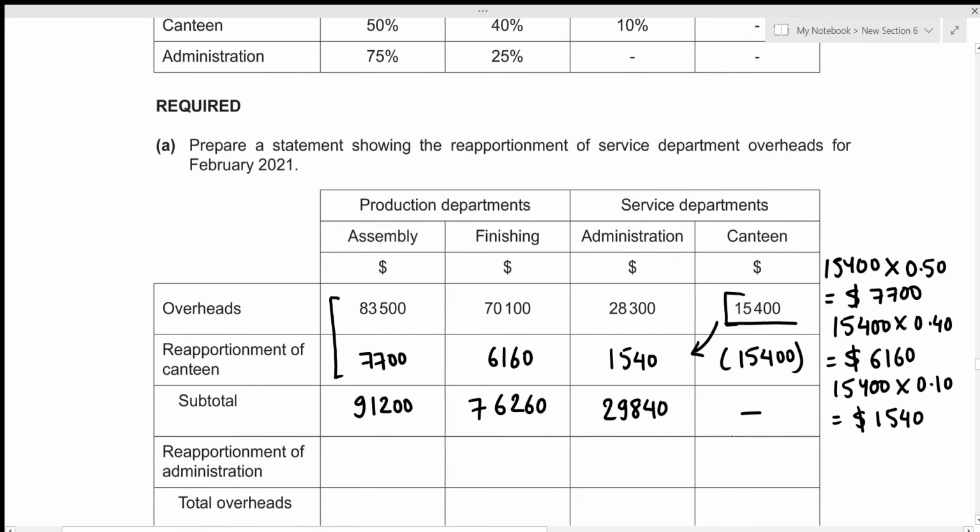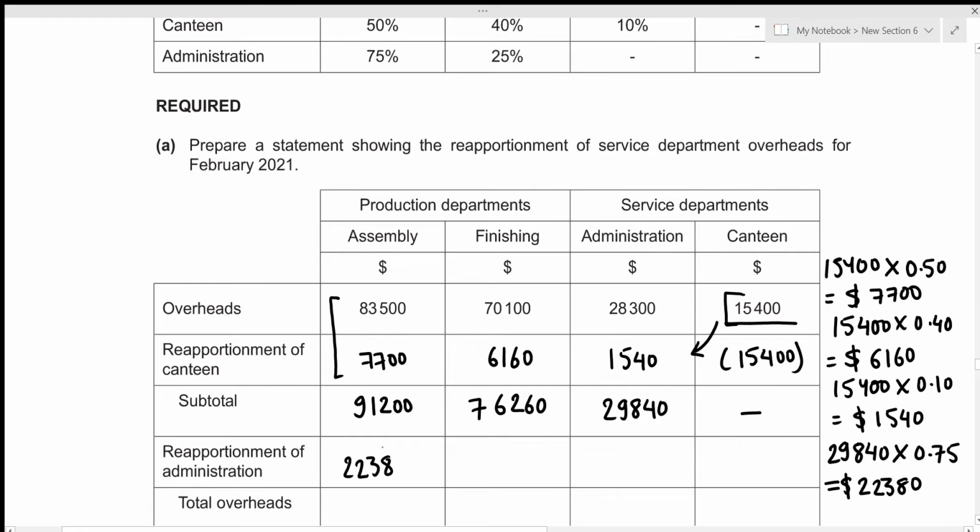Now we need to reapportion the administration overheads to assembly and finishing departments. We already know that 75% is apportioned to the assembly department. So in order to calculate that, we can just multiply the subtotal for administrative department, which is 29,840, with 75%, which can also be written as 0.75. This gives us the reapportionment amount to be 22,380. Let's write that down.